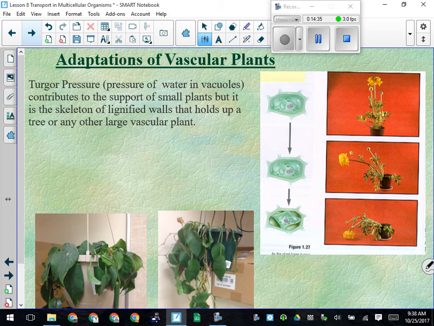Can you rescue the plant from that? Yeah, you give it a little more water, those vacuoles will fill right back up again and it'll come back. Okay, if it's crunchy, then it might be a little late.